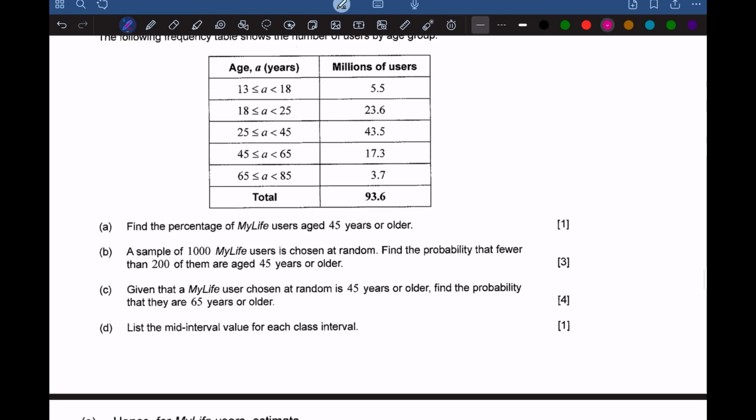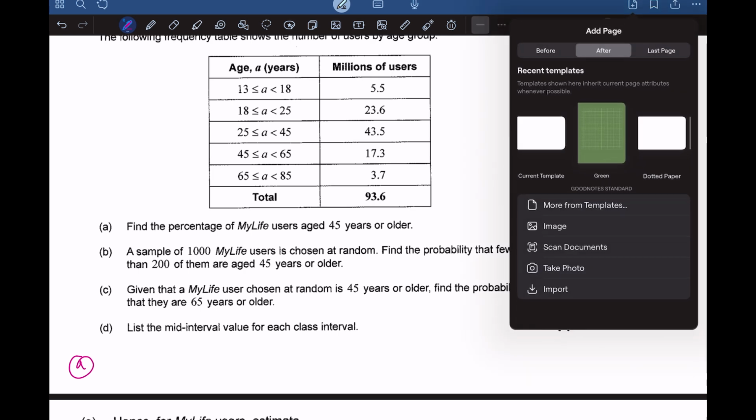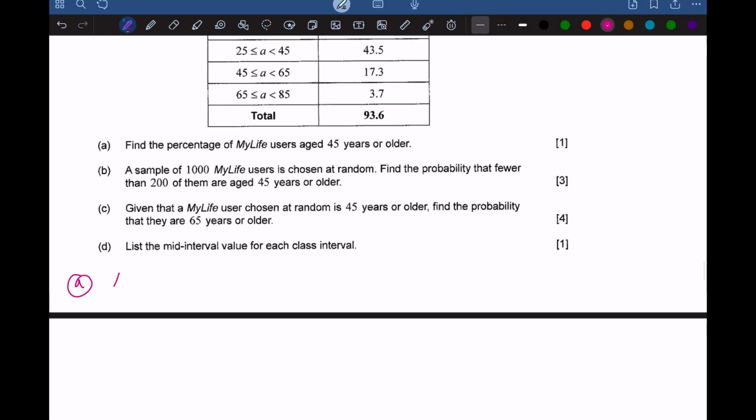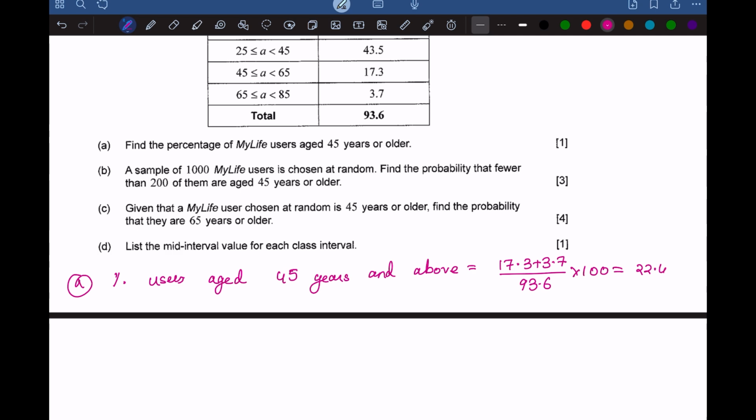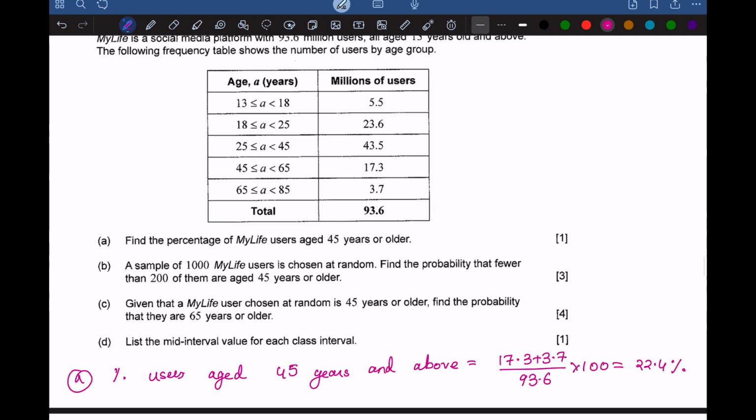So for part A, percentage of users aged 45 years and above will be 17.3 plus 3.7 divided by the total number of users, which is 93.6 million, times 100. So this should give us 22.4%. That's the answer to part A.